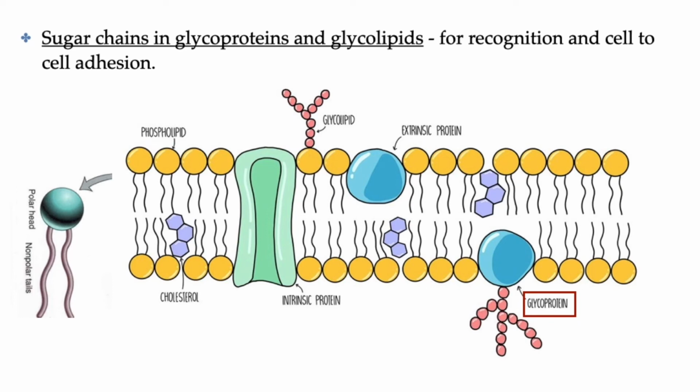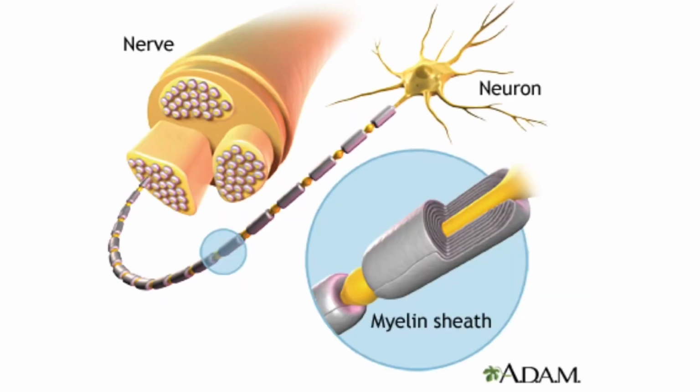And while glycoproteins are proteins that are covalently bonded to carbohydrates, glycolipids are lipids that are bonded to carbohydrate molecules. Cell communication and adhesion are not the only roles of glycoproteins and glycolipids. For example, glycolipids are used for electrical insulation in nerve cells. They are found in high numbers in an insulating sheath called a myelin sheath that surrounds a part of the nerve cell, or neuron.